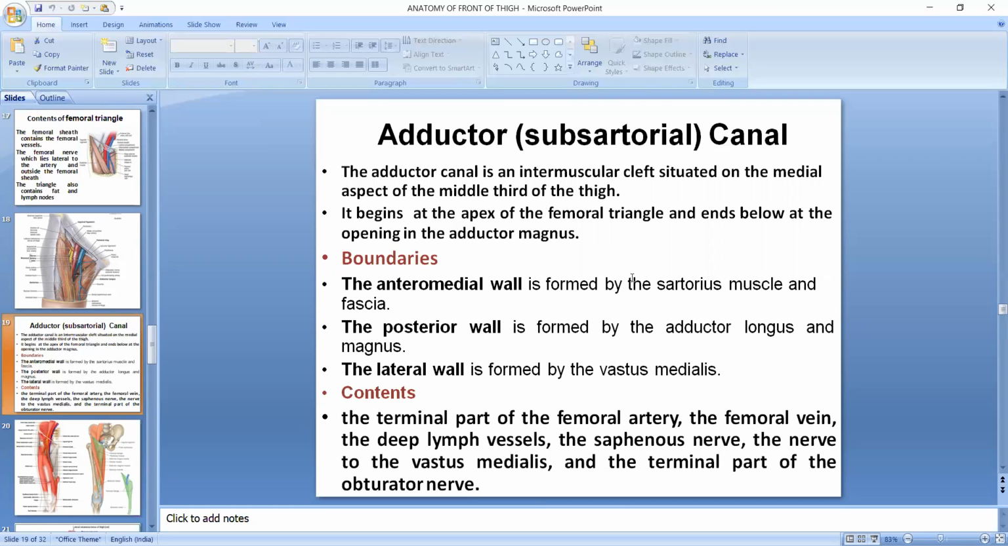Boundaries. The anterior wall is formed by the sartorius muscle and the fascia, and the posterior wall is formed by the adductor longus and the adductor magnus. The lateral wall is formed by the vastus medialis.